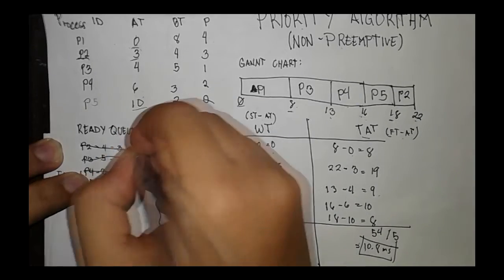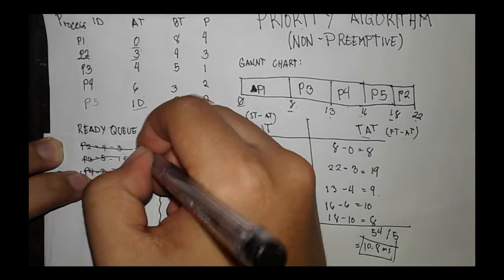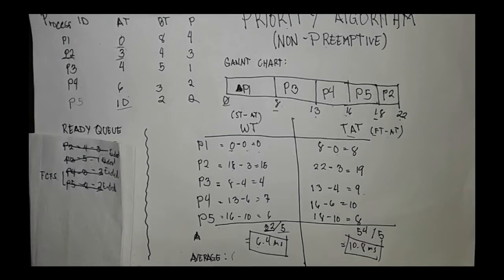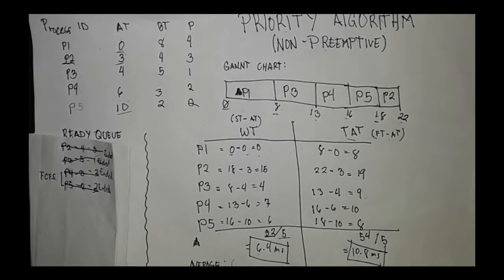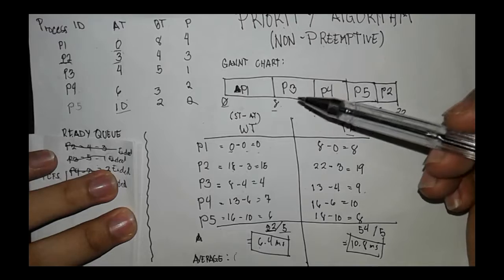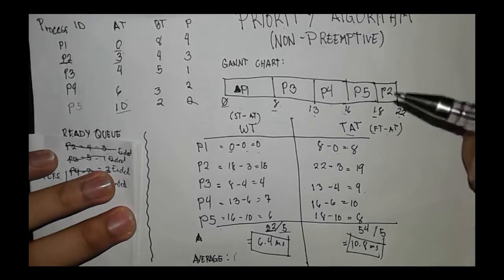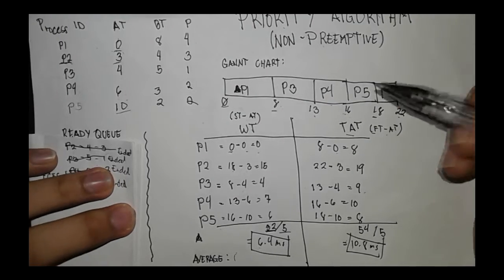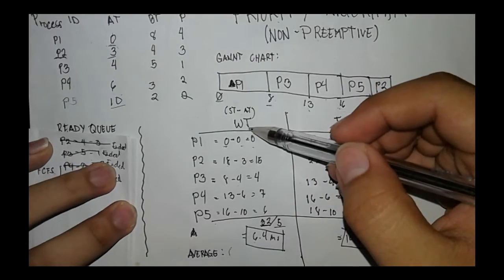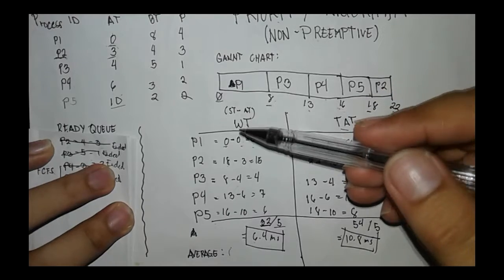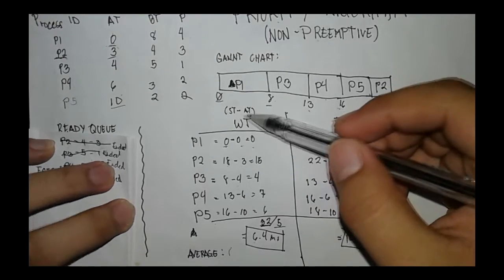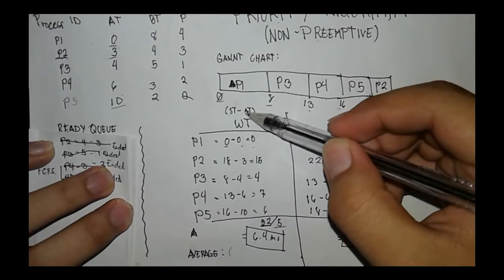So at this point we already know the processes and also their starting time and finish time. So let's compute the waiting time of each process. We have a formula here, which is starting time minus the arrival time.